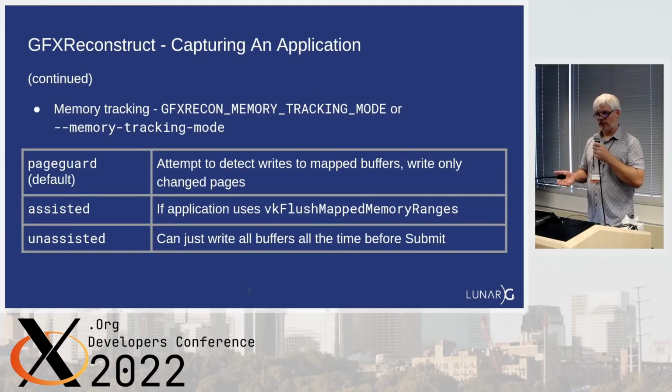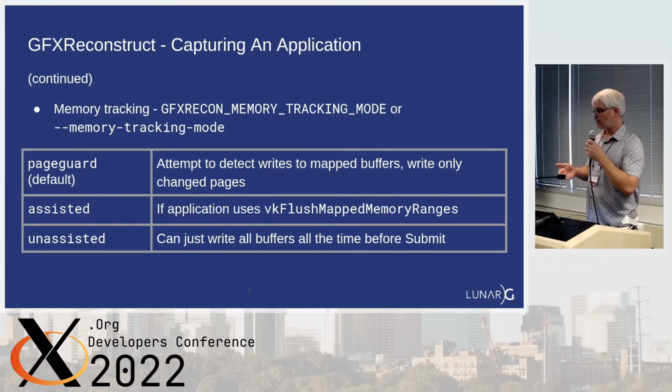So by default, we mark pages read-only and then detect through a signal handler when those have been changed and write those out. That's the default. You can turn that off. We've had cases where some applications and engines interfere or delete our signal handler. So if that's the case, you can use assisted mode if an application uses flush mapped memory ranges, which not everybody does, or just fall back on unassisted.